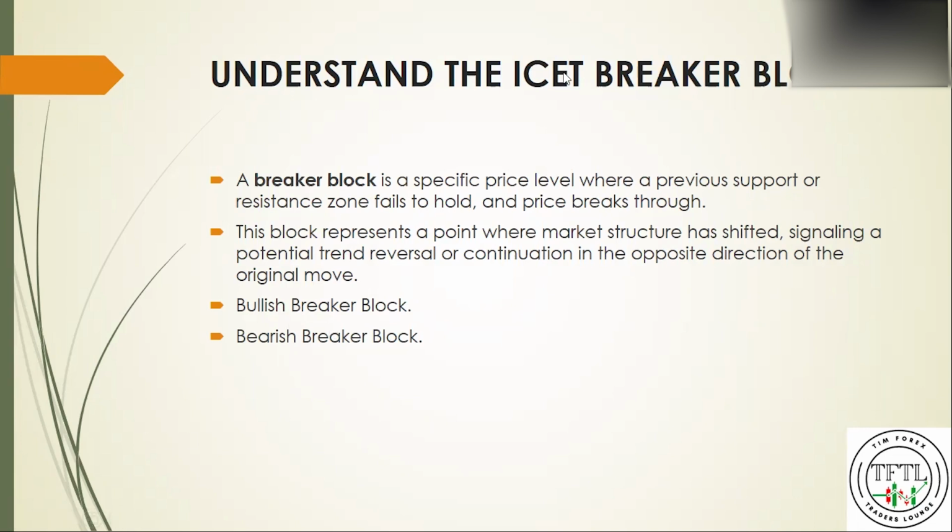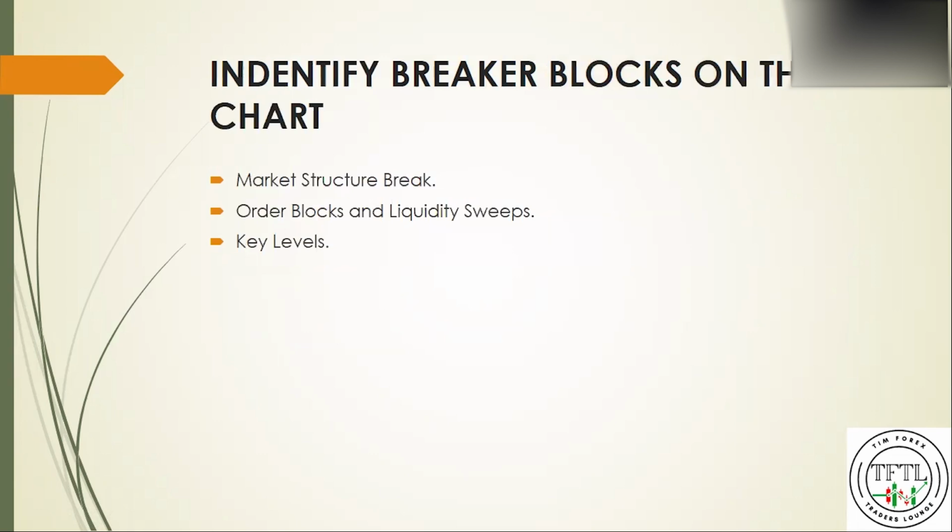All right. So what I'm talking about is that we have two types. We have the bullish breaker block and we have the bearish breaker block. In terms of trying to identify the breaker blocks from the charts, there are three things that we consider. Number one, the market structure. So there has to be a market structure break. Then there have to be order blocks and liquidity sweeps, and also there have to be key levels.